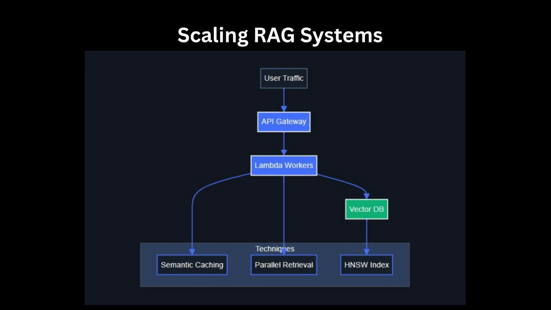Scaling RAG systems. Scaling techniques include semantic caching, parallel retrieval, and efficient indexing. Semantic caching stores previous query results. The HNSW index enables fast similarity search even for large datasets. Parallel processing improves performance under high traffic.